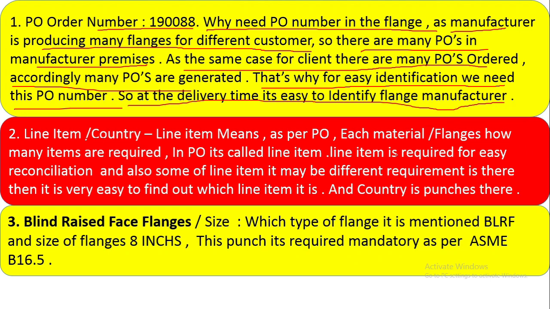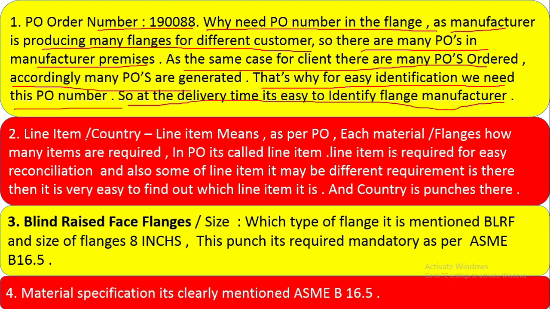Third is the blind raised face flange size. Which type of flange it is is mentioned. It is a good way to punch there "blind raised face flange". Visually you can see this is a blind flange, raised face, but if it is punched, it is very clear for us. And size means the size of the flange. What is the size of the flange? This punch is mandatory as per ASME B16.5.